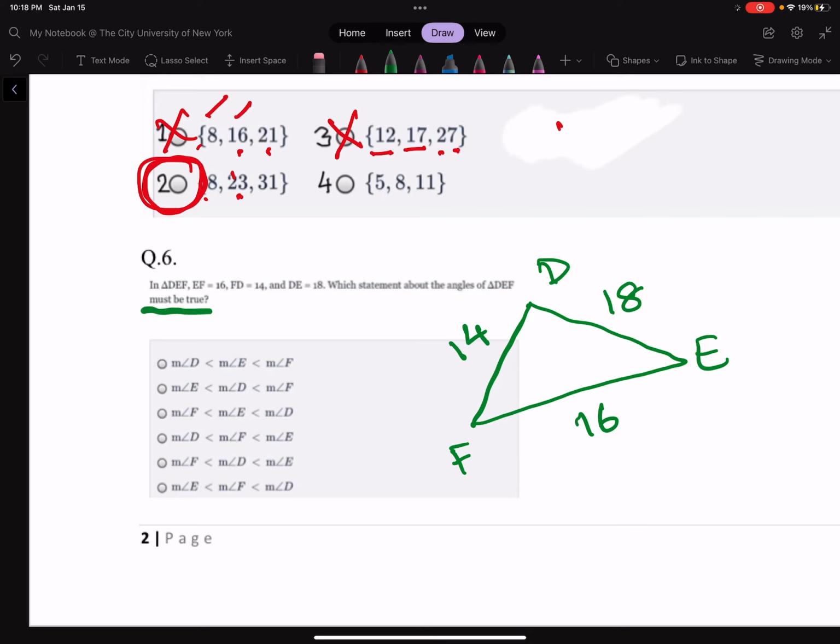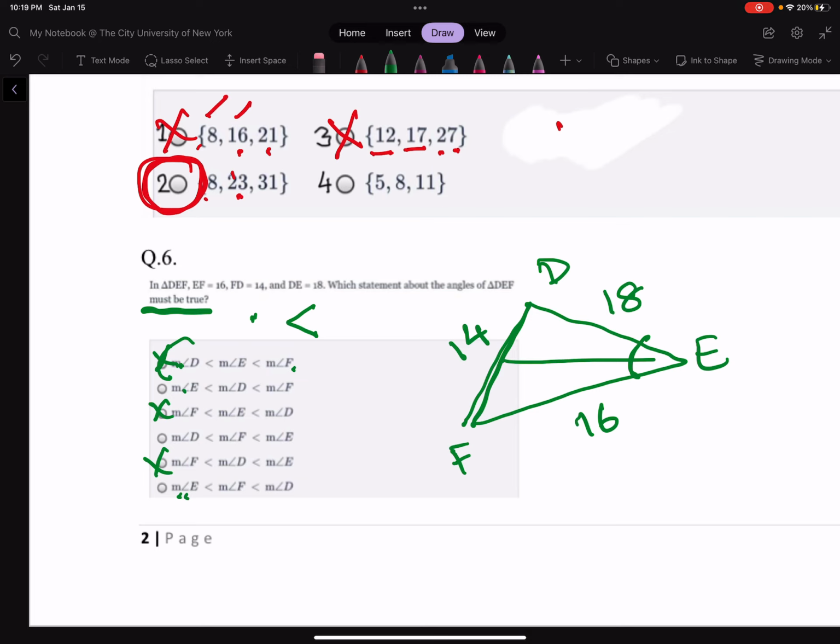The angle opposite the largest side is the largest, and the angle opposite the smallest side is the smallest. So you see which one is the smallest. 14 is the smallest side, so its opposite is E. Anything other than E at the beginning is eliminated, so the options are only these two.